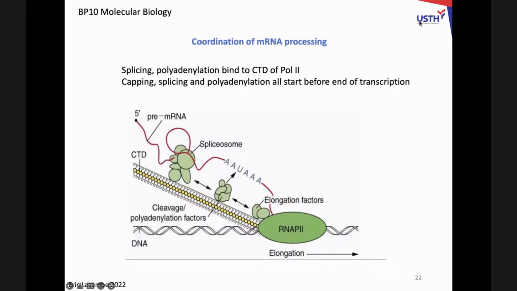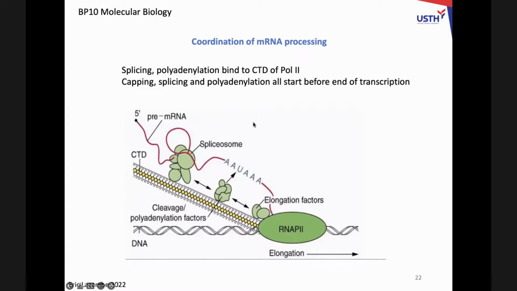This is the summary of all what we saw: splicing, polyadenylation, and I forgot to say capping, bind to this C-terminal domain of pol2. All those processes, capping, splicing, polyadenylation, and editing, I should have put editing, start before the transcription has finished. So all those processes are happening at the same time during transcription elongation. This is just a summary of that.